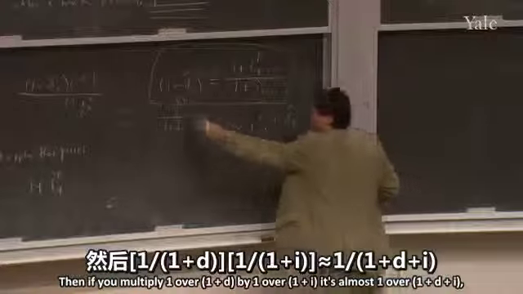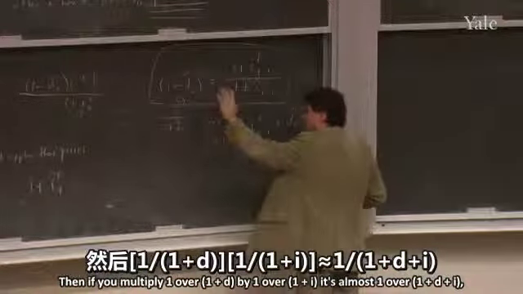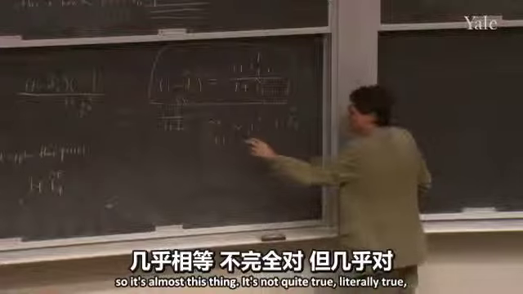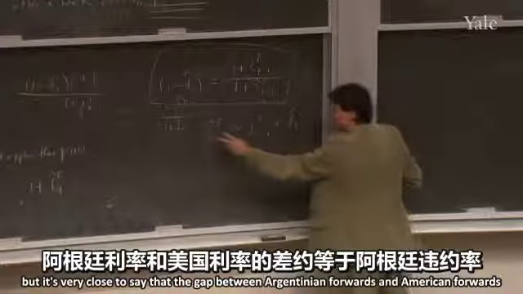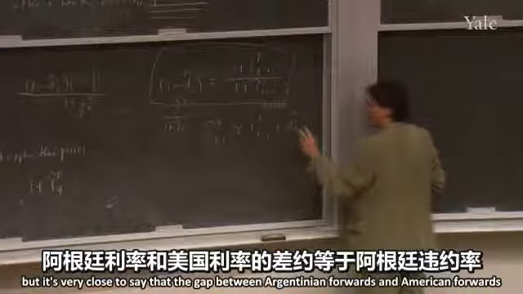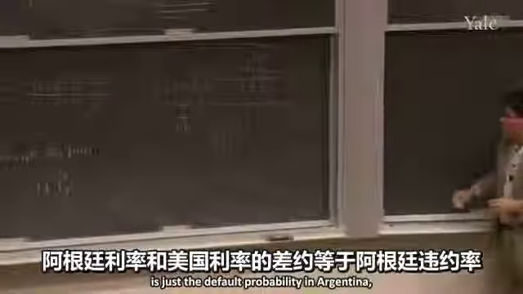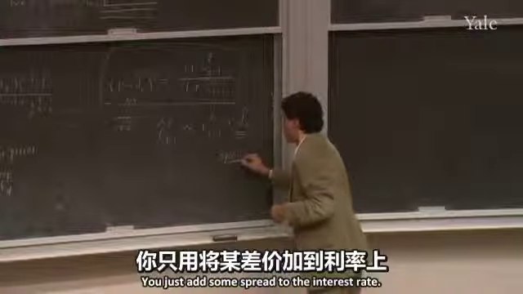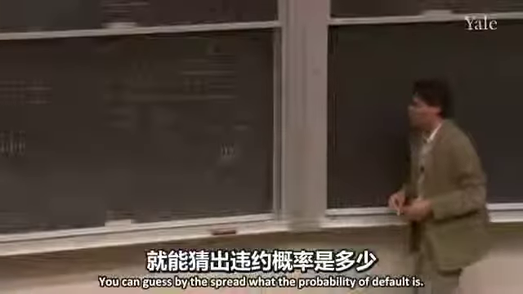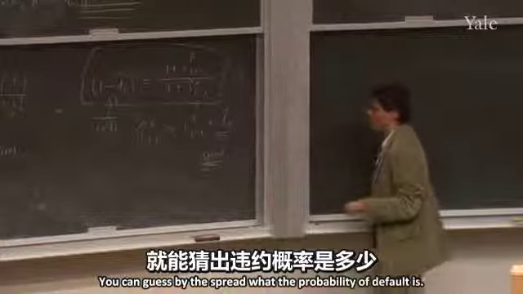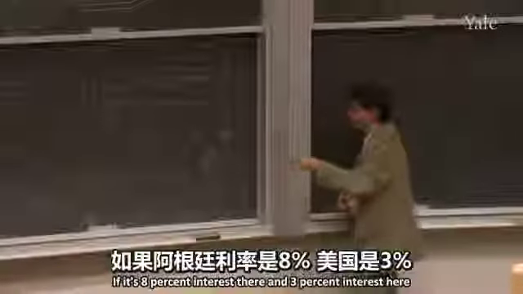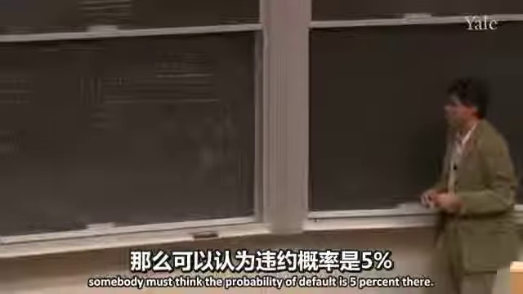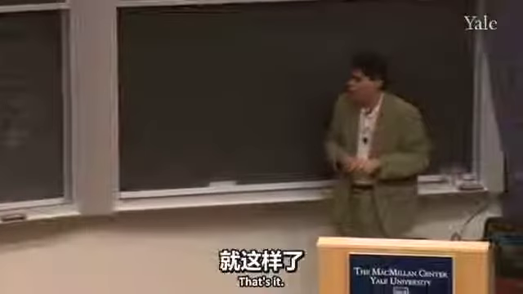And then if you multiply 1 over 1 plus d by 1 over 1 plus i, it's almost 1 over 1 plus d plus i. So it's almost this thing. It's not literally true, but it's very close to say that the gap between Argentinian forwards and American forwards is just the default probability in Argentina. And that is why it's called a default spread. You just add some spread to the interest rate, and you can guess by the spread what the probability of default is. If it's an 8% interest rate there and a 3% interest rate here, somebody must think the probability of default is 5% there. That's it. Okay.